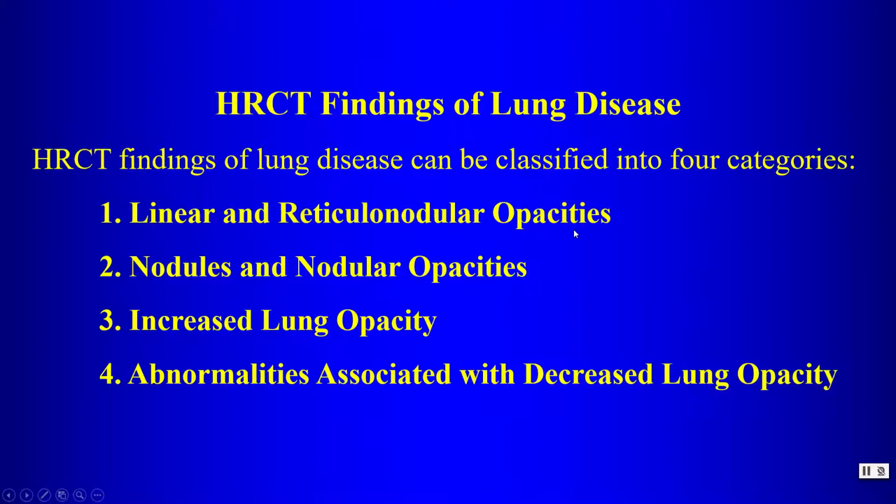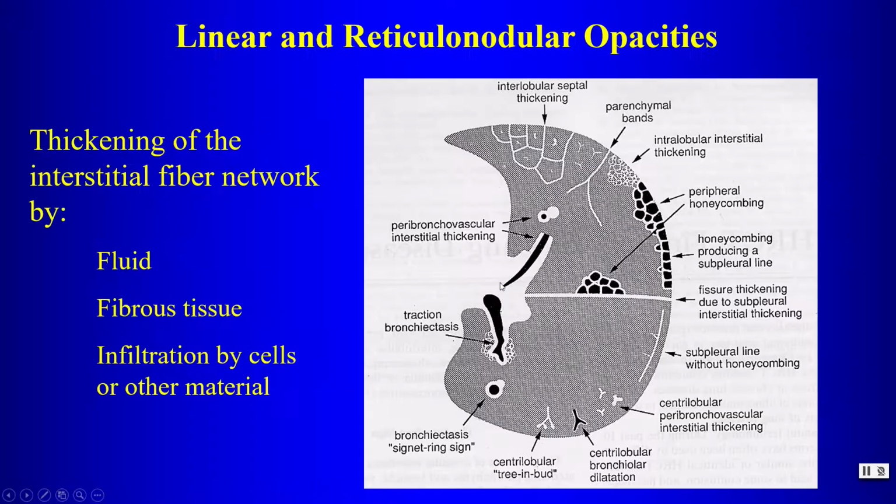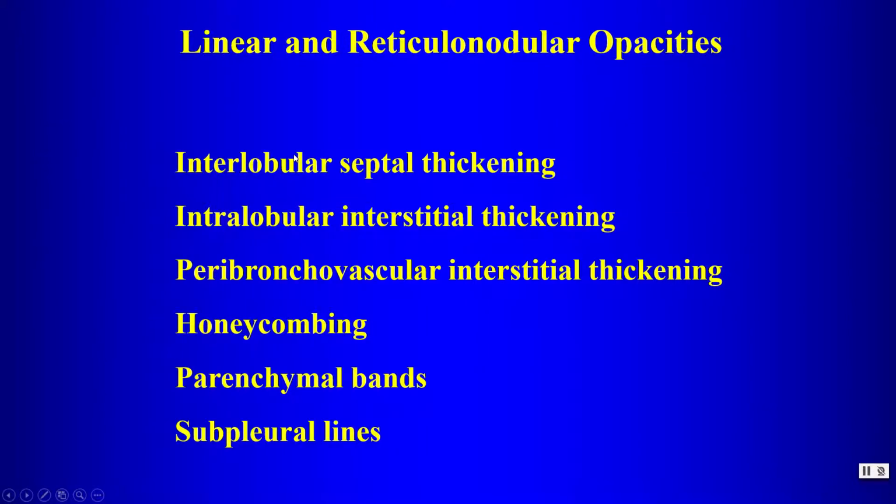Now, typically high-resolution CT findings of lung disease are divided into these four categories: linear and reticulonodular opacities, nodules and nodular opacities, increased lung opacity, and abnormalities associated with decreased lung opacity. So linear and reticulonodular opacities, usually this is thickening of the interstitial fiber network. It could be caused by fluid, fibrous tissue, infiltration by cells or other material. So we're talking about causes of interlobular septal thickening.